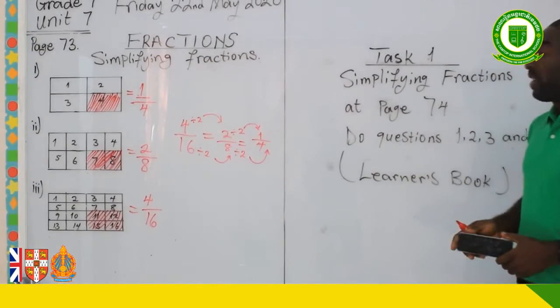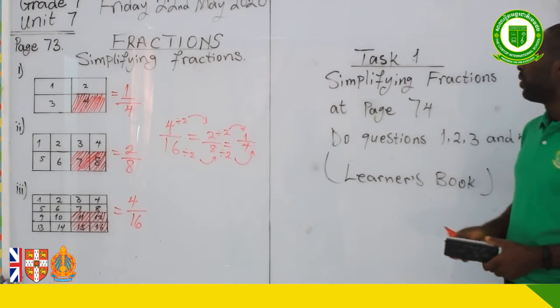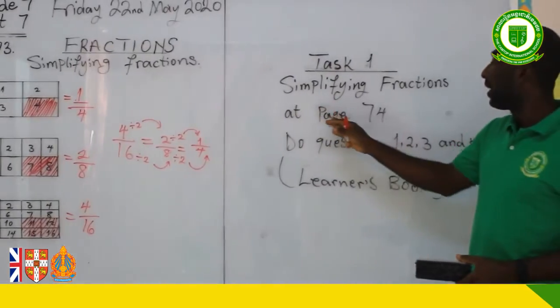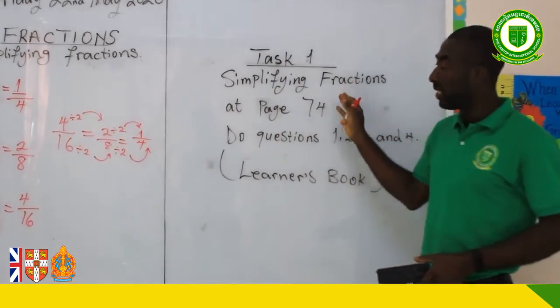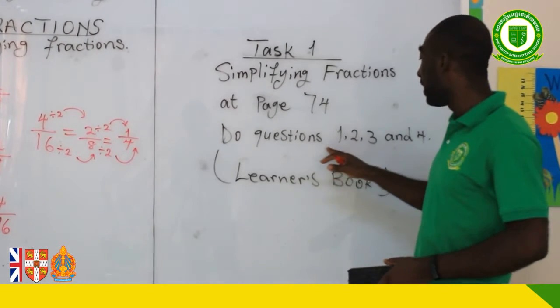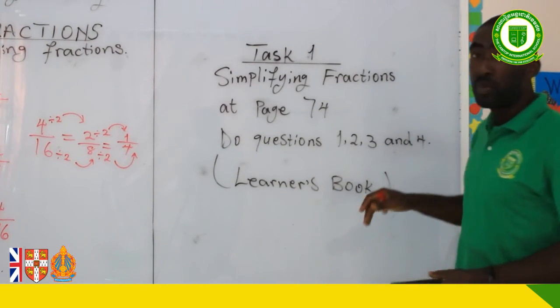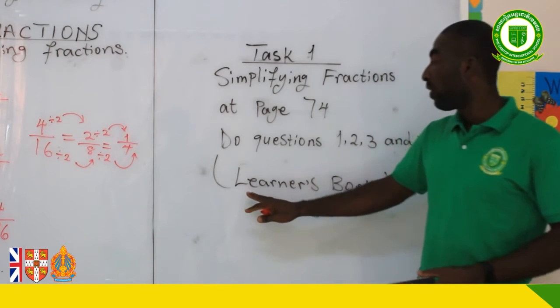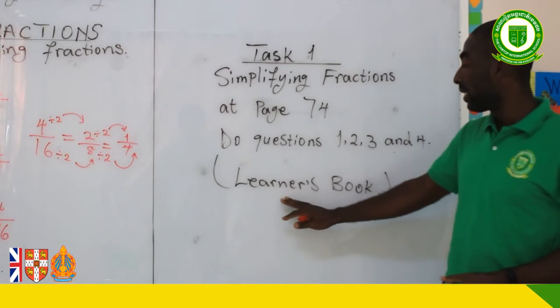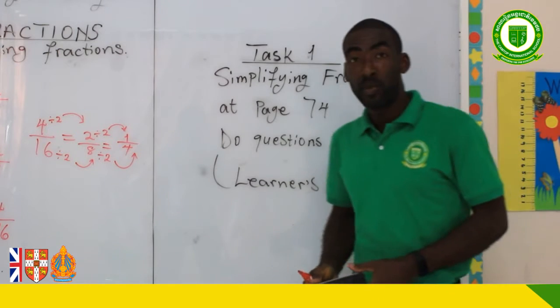We will go to our first activity in this video, and we can find it at page 74. We are doing simplifying fractions. There are 4 questions there, so we do question 1 up to 4. It all comes with 1A, 1B up to C. You'll find this exercise in the learner's book section of your textbook.